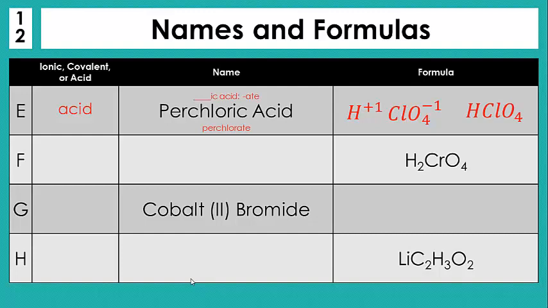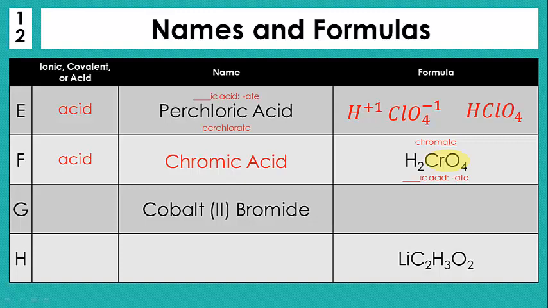Next up, I have H2CrO4. So this is an acid, and I know that it's an acid because it starts with H. So whenever you go to name an acid from a formula, you have to look at the thing that isn't hydrogen. That's chromate. Whenever you have ATE, that matches up to blank-ic acid. So it's going to become chromic acid.